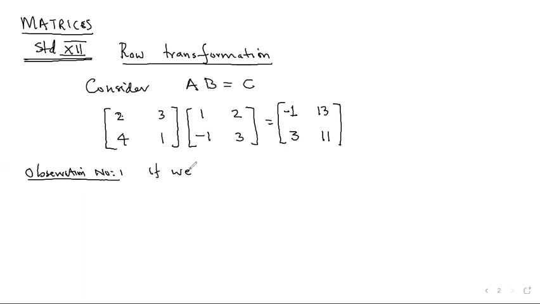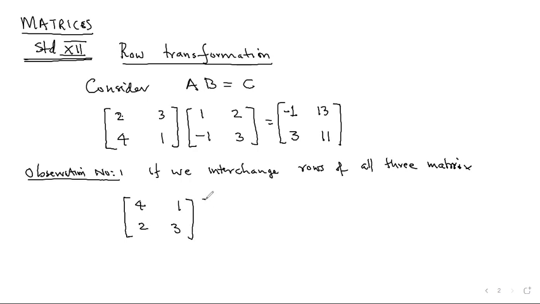If we interchange the rows of all three matrices, what will happen? Just interchange it. 4, 1, 2, 3. Minus 1, 3, 1, 2. Is it equal to C or not? You have to check.